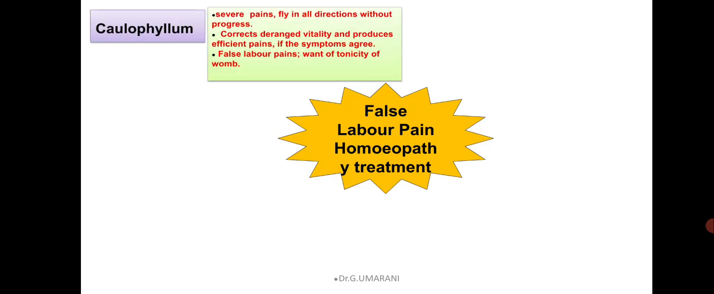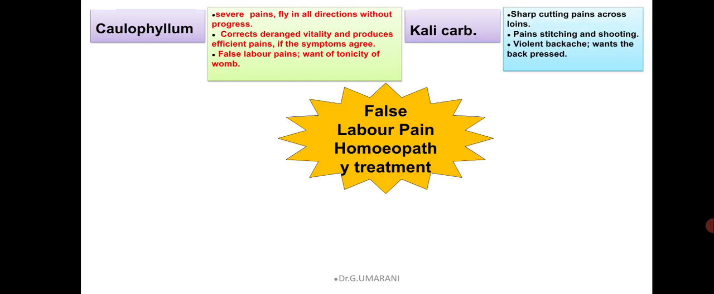Caulophyllum is indicated where there are severe pains that fly in all directions without progress. This Caulophyllum corrects deranged vitality and produces efficient pains if the symptoms agree. And next, Calcarea carbonica, where pains are sharp, cutting, and across the lines, stitching and shooting, and violent back pain, wants the back pressed.